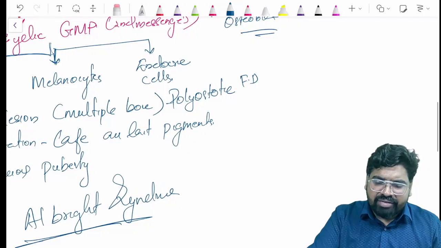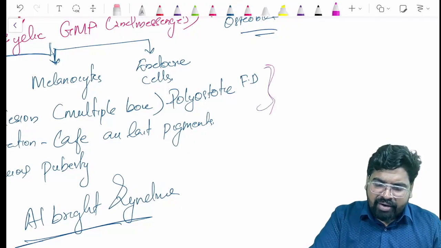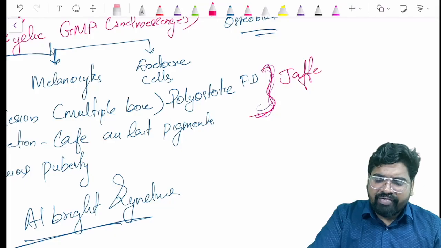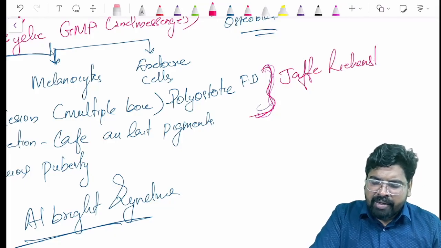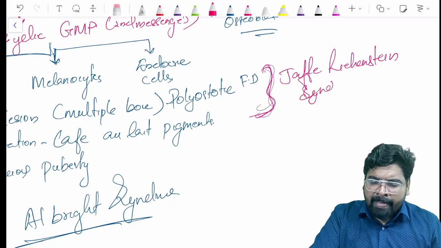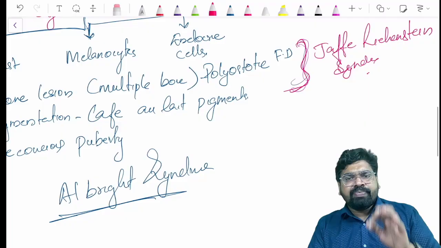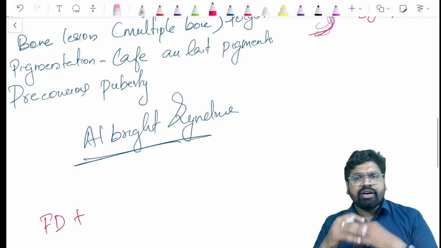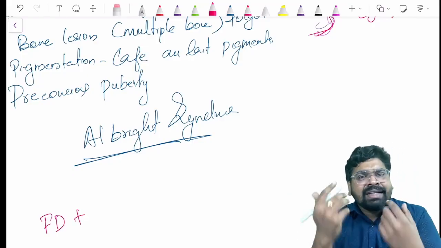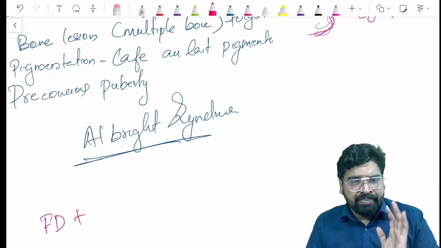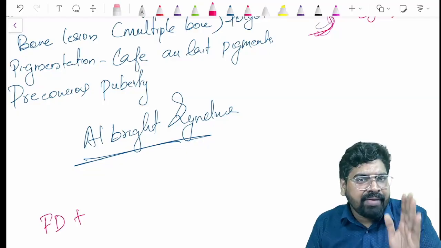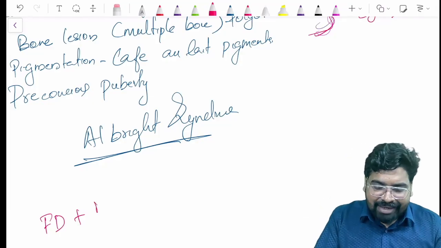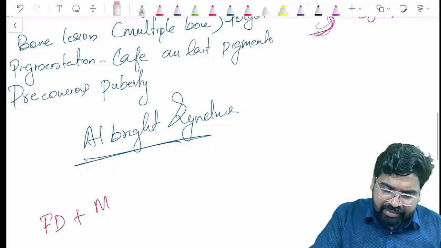If only the first two are seen, it is called Jaffe-Lichtenstein syndrome. And if this person has fibrous dysplasia, where his bone is defective, and now he also has some problem with the muscle, that is muscle myxoma, he has muscle myxoma.